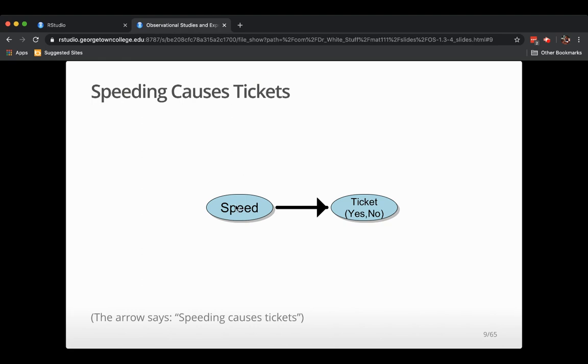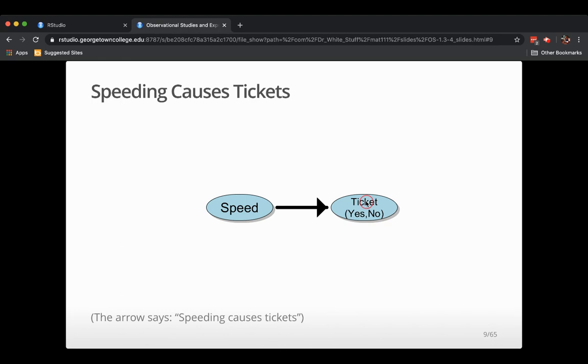Pictorially, we could imagine this little circle here as representing a variable, speed, which can of course differ from one person driving a car to another. I drive 55, you drive 85 down the same highway, and another person drives 20 miles an hour. Speed can vary. It's a variable.